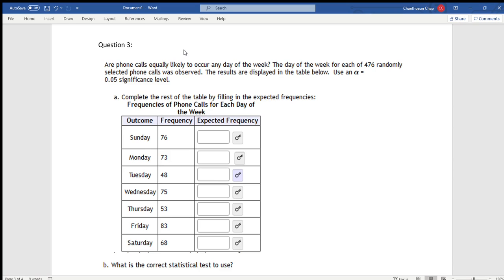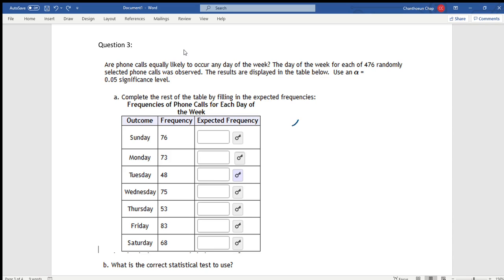Question 3. Are phone calls equally likely to occur any day of the week? The day of the week for each of 476 randomly selected phone calls was observed. The results are displayed in the table below. Use alpha equals 0.05 significance level. Part A, complete the rest of the table by filling in the expected frequencies. The frequencies of phone calls for each day is given below.